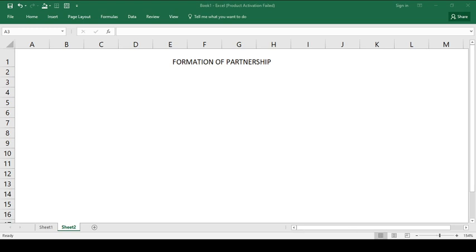Okay, for today, we are going to discuss the formation of partnership. We have already tackled last time the basic principles needed to understand what partnership is all about. Today, we will now proceed to the proper accounting for partnership. Take note.